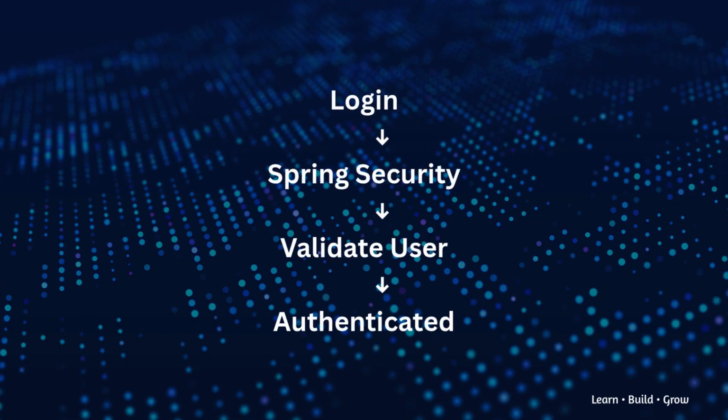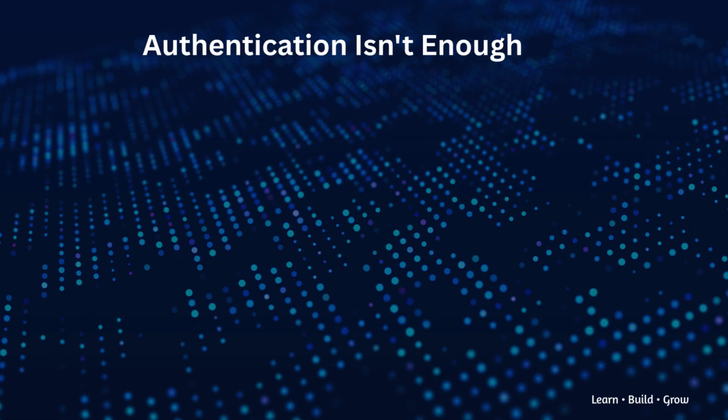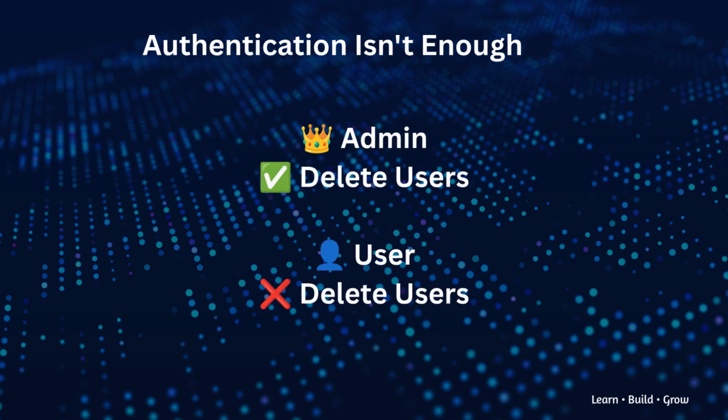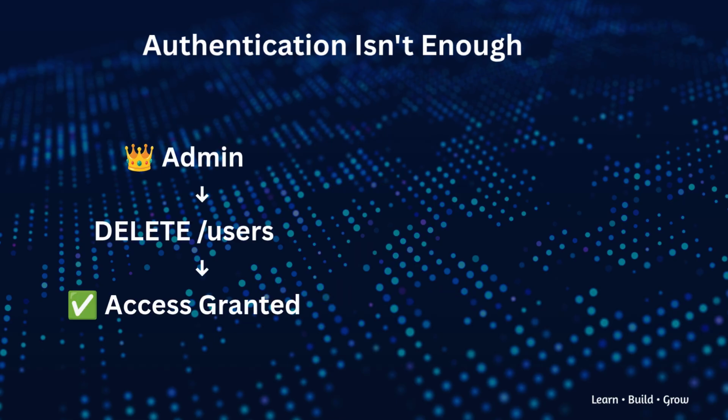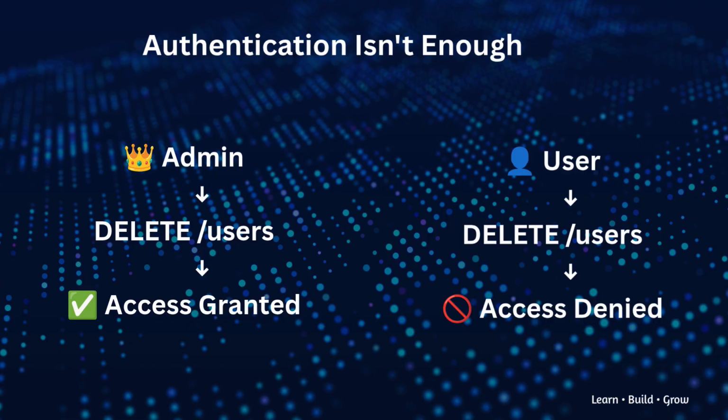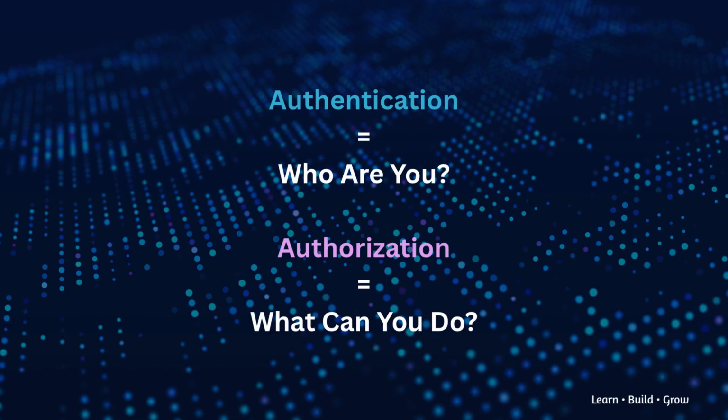Once the user is authenticated, how does Spring Security know what the user is allowed to do? For example, John has successfully logged in. But does logging in automatically mean John can do anything? Not necessarily. Different users have different permissions. An administrator may be allowed to delete users while a normal user cannot. Spring Security checks the user role before allowing access to protected resources. So that's why authentication verifies your identity, but authorization decides what you are allowed to do.